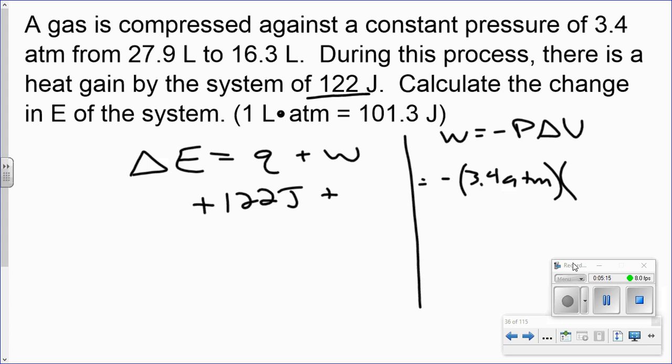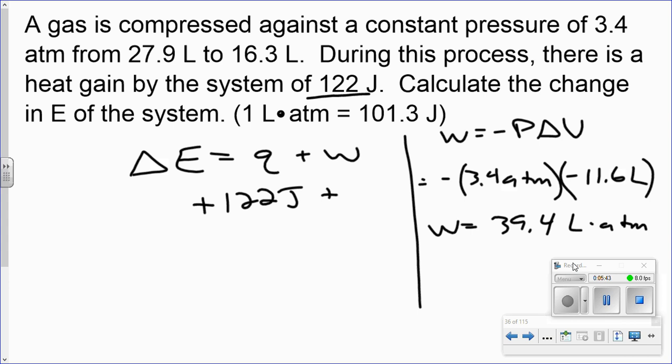So it's 16.3 minus 27.9. So we want that negative. 16.3 minus 27.9 gives us negative 11.6 liters. So if I multiply negative 11.6 times 3.4 and change the sign, it ends up being 39.4. Okay, so let's see if this makes sense. So we have 39.4. Now again, that's weird because we have liters atmospheres of work, and we'll have to make that conversion here in a second.